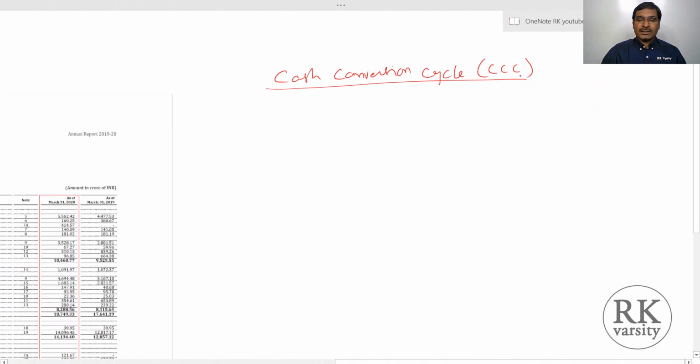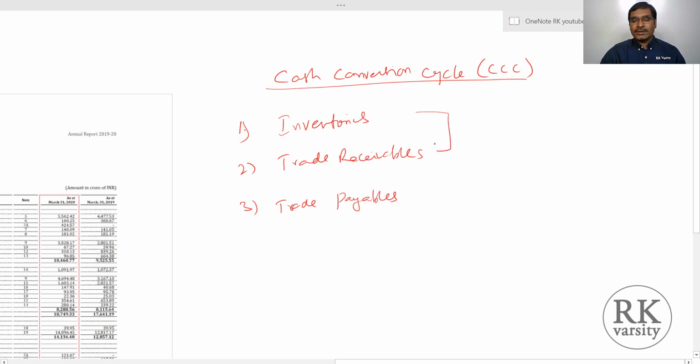So the idea of a cash conversion cycle explains how many days it takes for you to convert the cash or your inventories, then sales, again back to the cash. Here, to calculate cash conversion cycle, we consider three key items from a balance sheet. One is inventories, second one is trade receivables, and the third one is trade payables. So inventories and trade receivables are your current assets, whereas trade payables is a current liability.